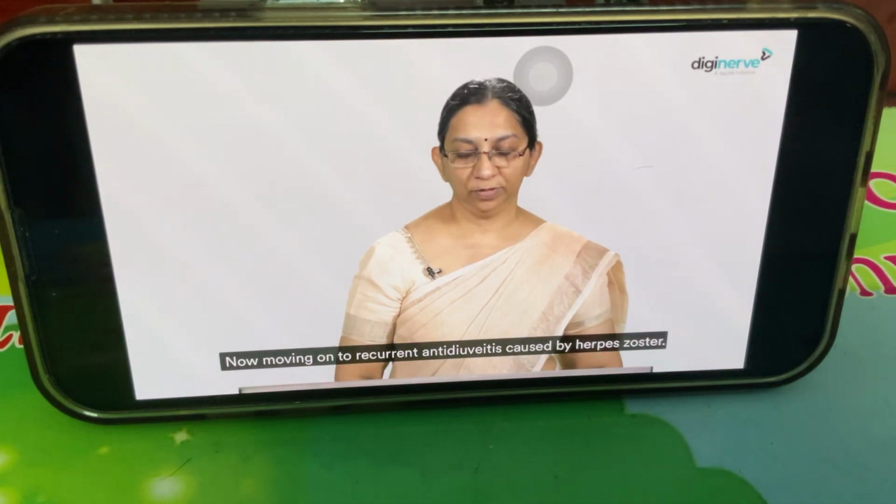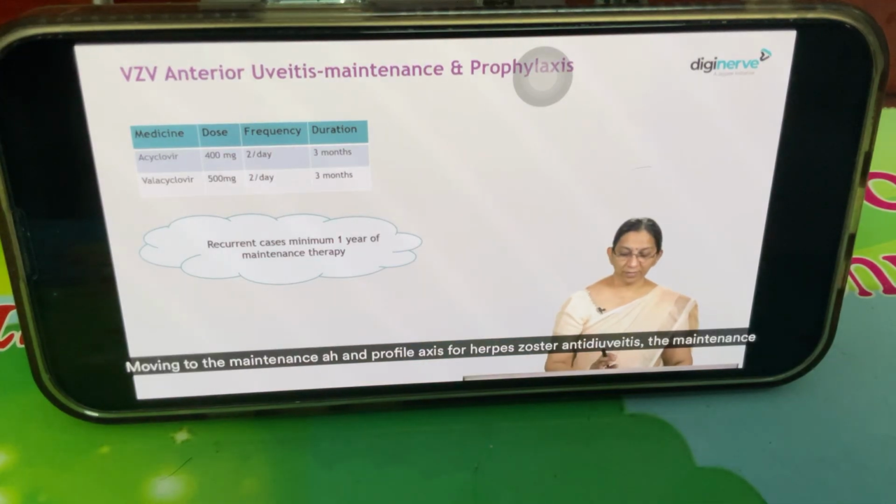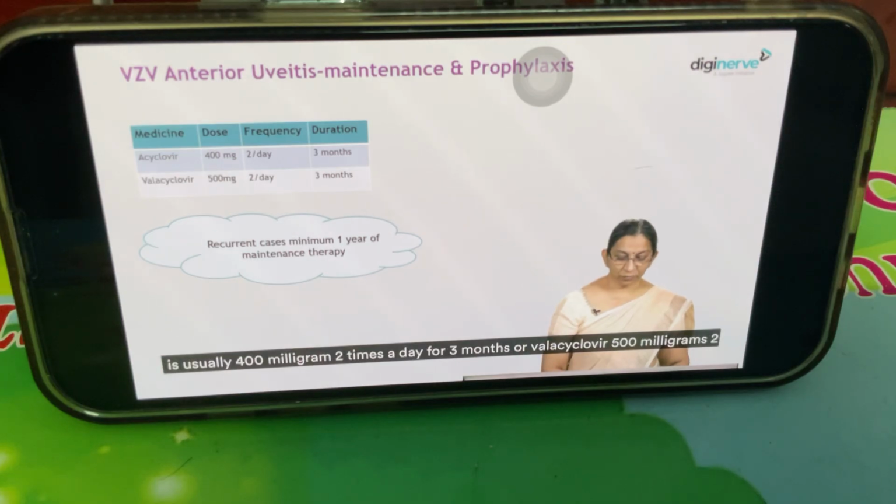Now moving on to recurrent anterior uveitis caused by herpes zoster. Coming to the maintenance and prophylaxis for herpes zoster anterior uveitis, maintenance is usually acyclovir 400 milligrams 2 times a day for 3 months, or valacyclovir 500 milligrams 2 times a day for 3 months. In recurrent cases, you have to give at least a minimum of 1 year of maintenance therapy.